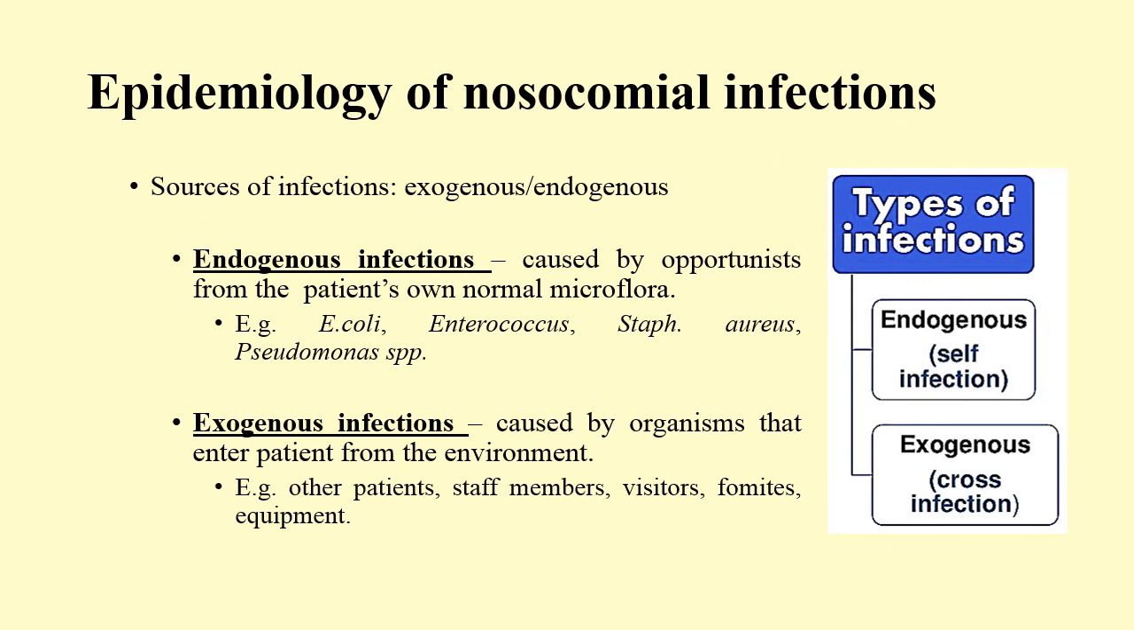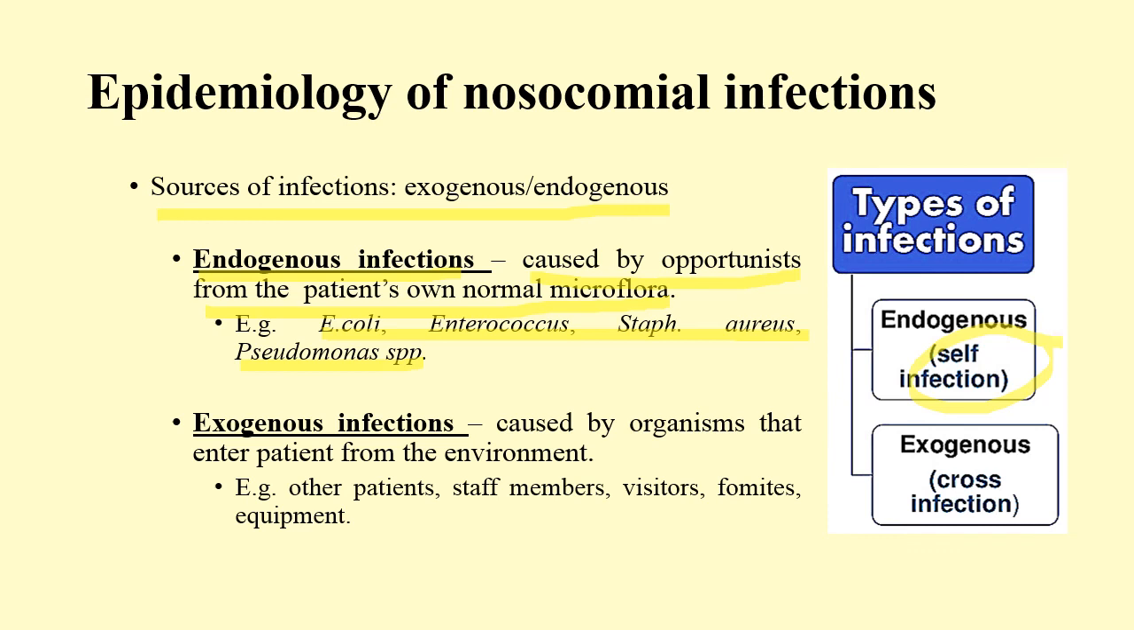Okay, the sources of nosocomial infection can be endogenous or exogenous. Endogenous infection is caused by opportunists from the patient's own normal microflora. Sometimes people call it self-infection. This happens when bacteria from the microflora become infectious to the patient. Examples of bacteria include E. coli, Enterococcus, Staphylococcus aureus, and Pseudomonas species.